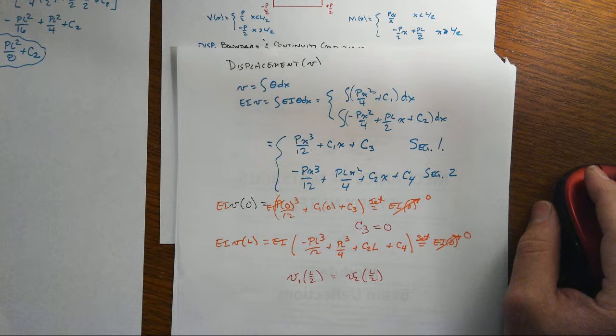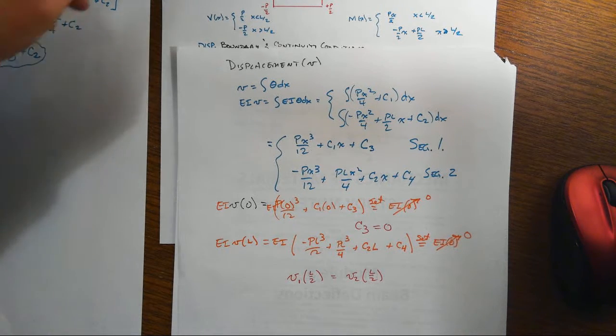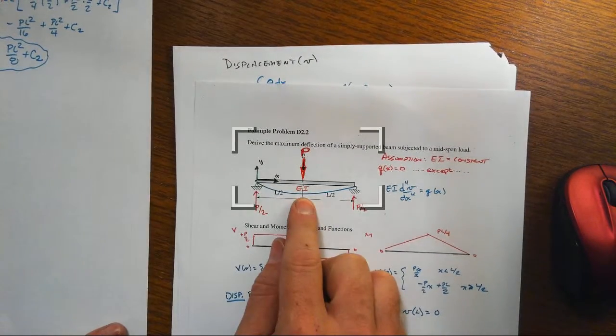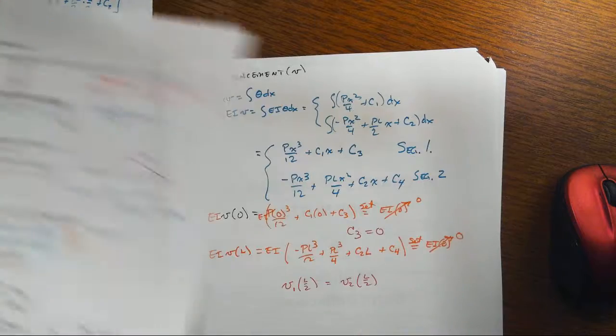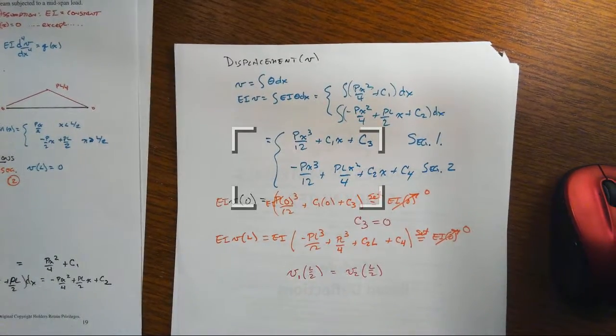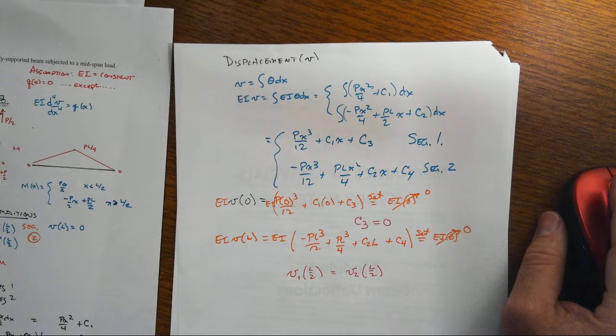So I'm going to let you do the rest to figure out what all those constants are, and then once you have that, you can set the derivative equal to 0. You should find that the derivative is equal to 0 at the midpoint, and then once you know that, you can go in and evaluate your beam segments at L over 2 and find your maximum displacement, and the answer should be PL cubed over 48 EI.